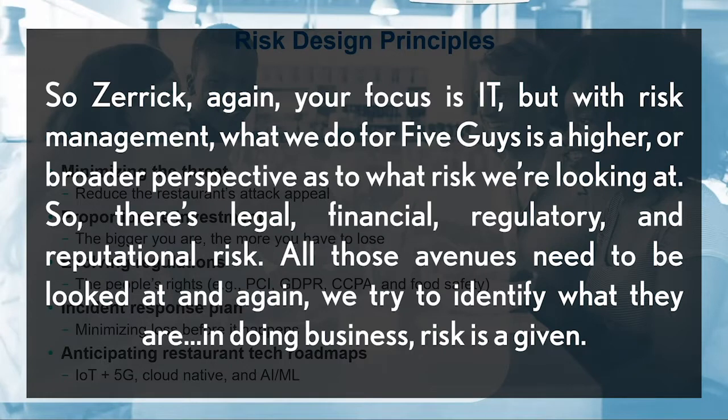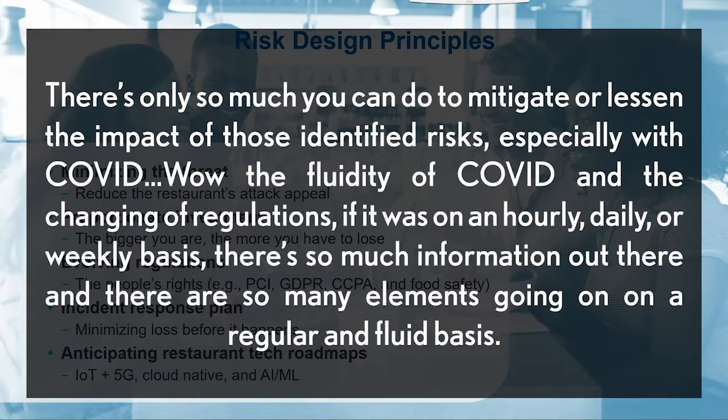So the risk management with, you know, what we do for Five Guys, it's an overhead, higher, a broader perspective as to what risk that we're looking at. So there's legal, financial, regulatory, and reputational risk. All those avenues we look at, and we try to identify what they are and how. In doing business, risk is a given. There's only so much you can do to actually mitigate or lessen the impact of those identified risks, especially with COVID.